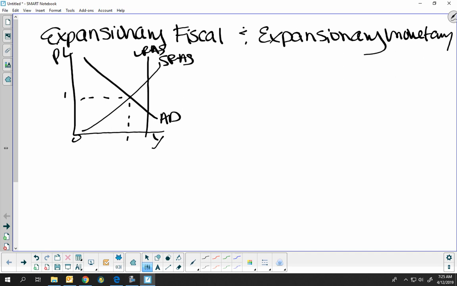We were talking about taxes and government spending. So what should I do with taxes and what should I do with the government spending to expand the economy? Lower taxes and or increase spending. So for fiscal policy, we want to just keep underneath the title. We want to lower taxes and or increase government spending.